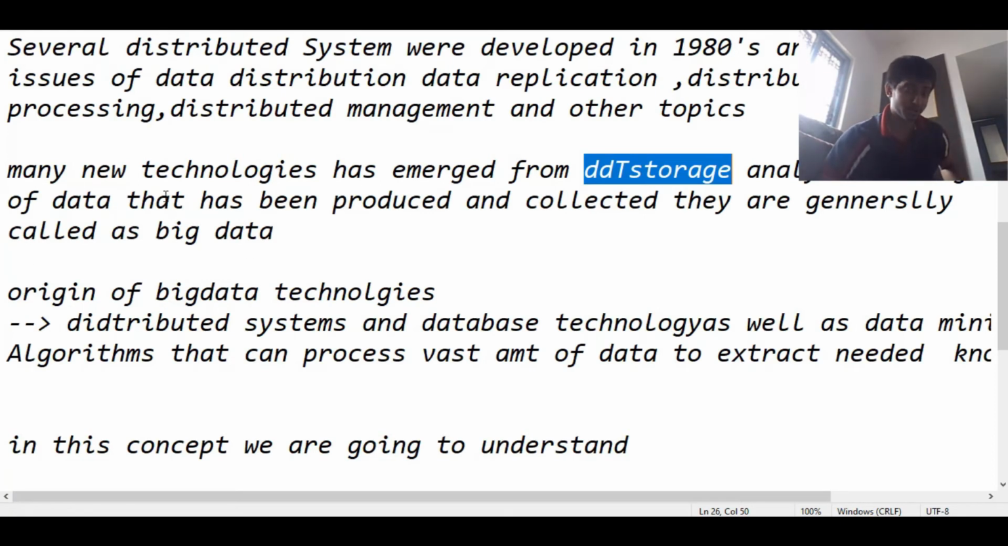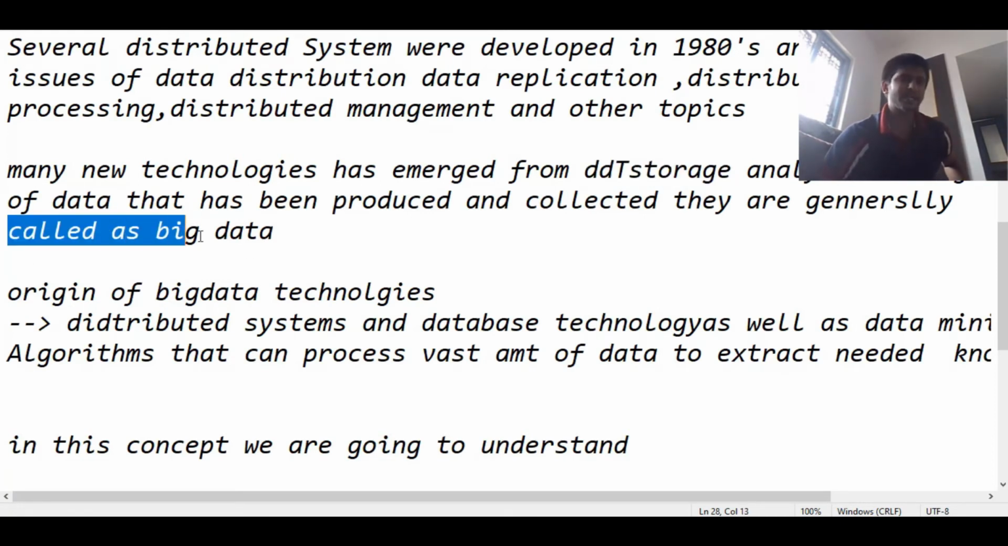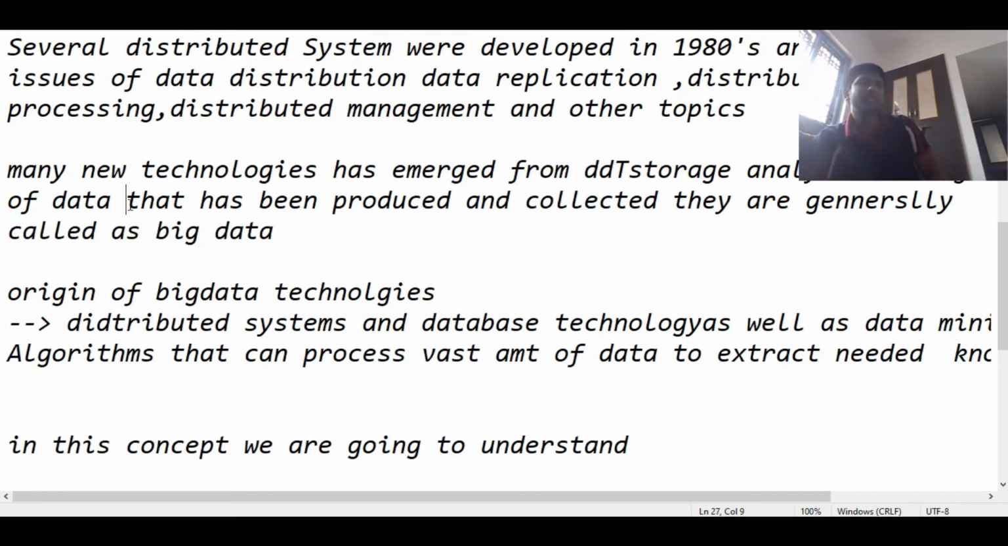How did it come about? It involves collecting vast amounts of data. Big data means having a large amount of data. Large amounts of data that can be processed and collected, for example in an Excel sheet or in some storage media, are generally called big data.